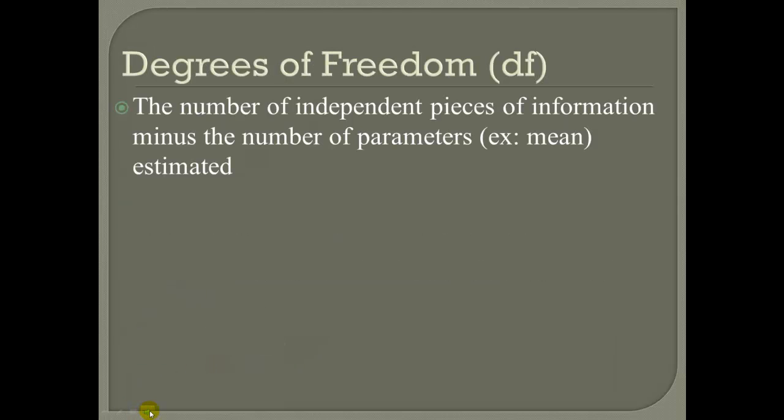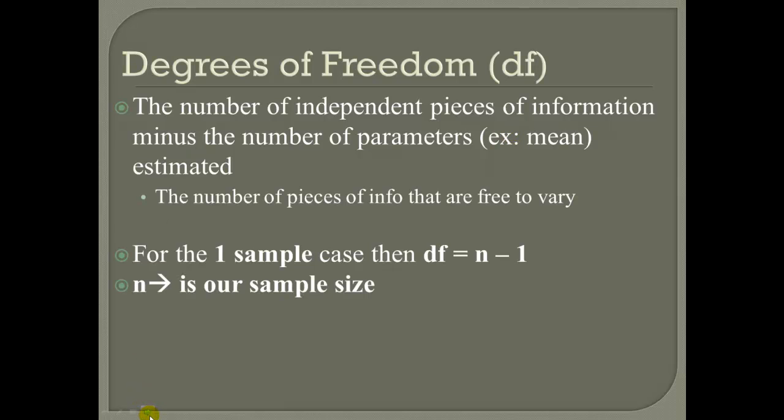Just a little bit more about degrees of freedom. The definition of it is basically the number of independent pieces of information minus the number of parameters, which would be, for example, the mean here. So the things we're trying to examine. And so in most cases, degrees of freedom is going to be n minus 1. So if we had a sample of 44, our degrees of freedom would be 43. Pretty simple to figure out.